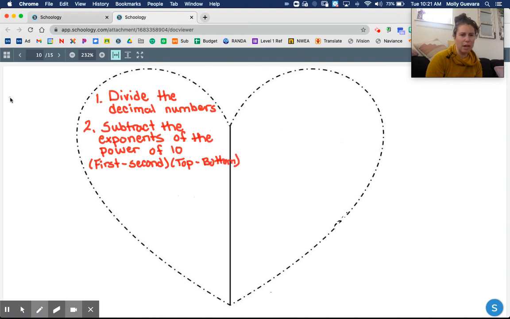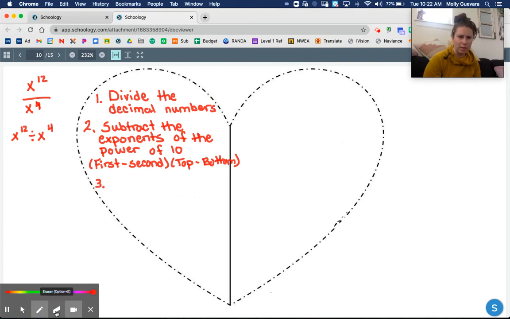So remember that I can write dividing as like x to the 12th over x to the fourth. Or I can write it as x to the 12th divided by x to the 4th. So that's what I mean by first minus the second. So that would be 12 minus 4. Or top minus bottom, 12 minus 4. So it just depends on how it's written. Okay, and again, you don't have to write that down.